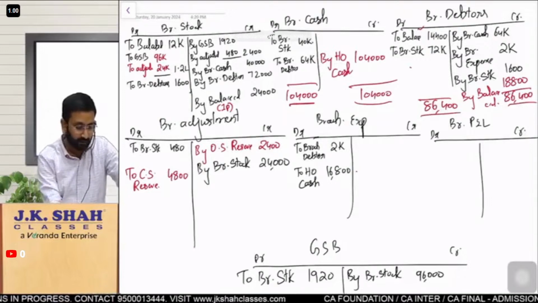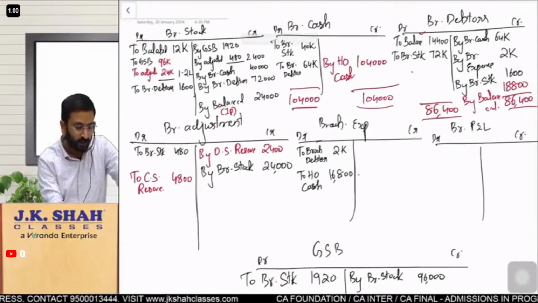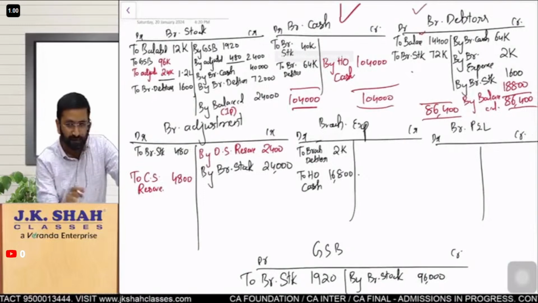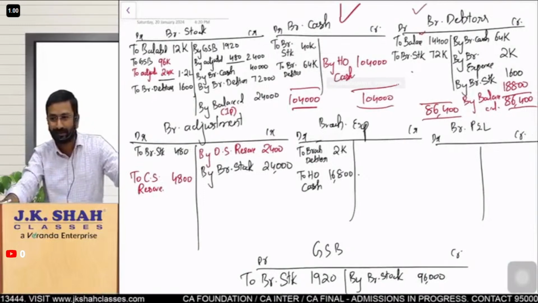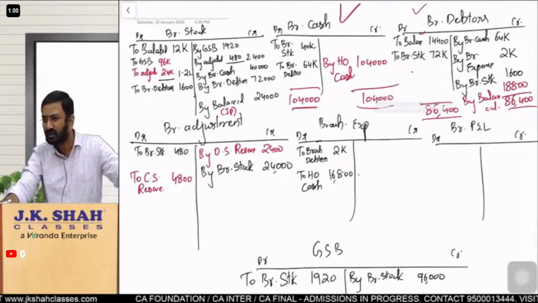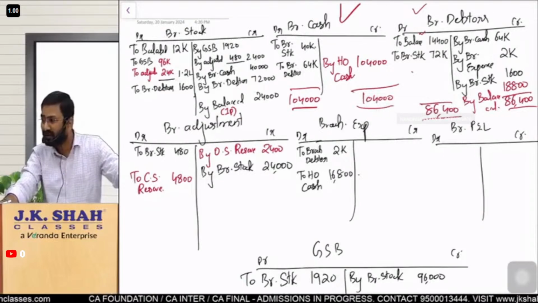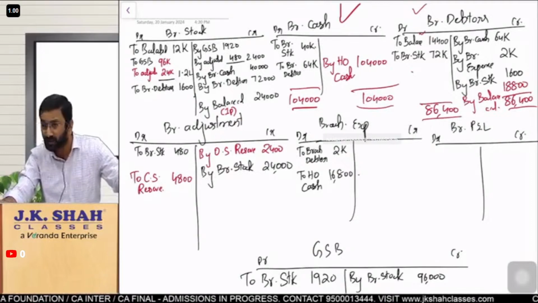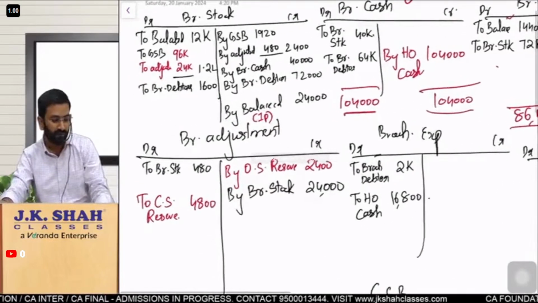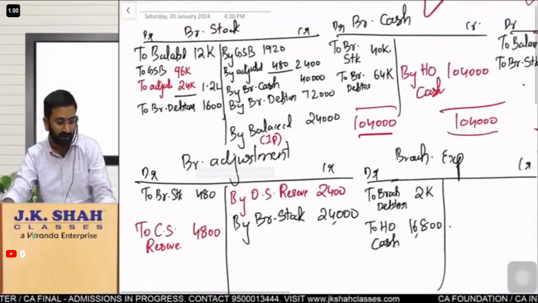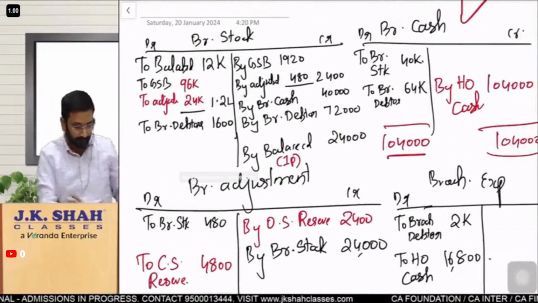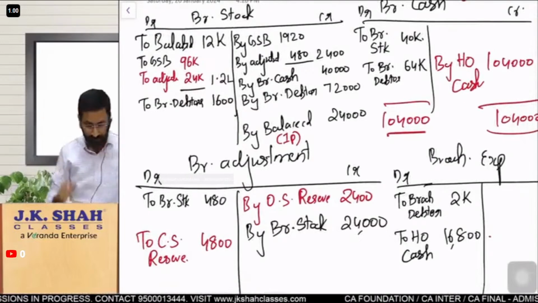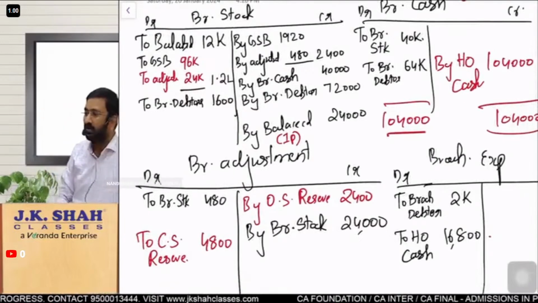Next, which account? Which account next? Should I close adjustment account first or stock account? Always stock, then only go for adjustment. So first you should always close which account? Stock account. Now this is the most important thing you have to be clear. Now focus properly. All of you listen. All of you are alive?